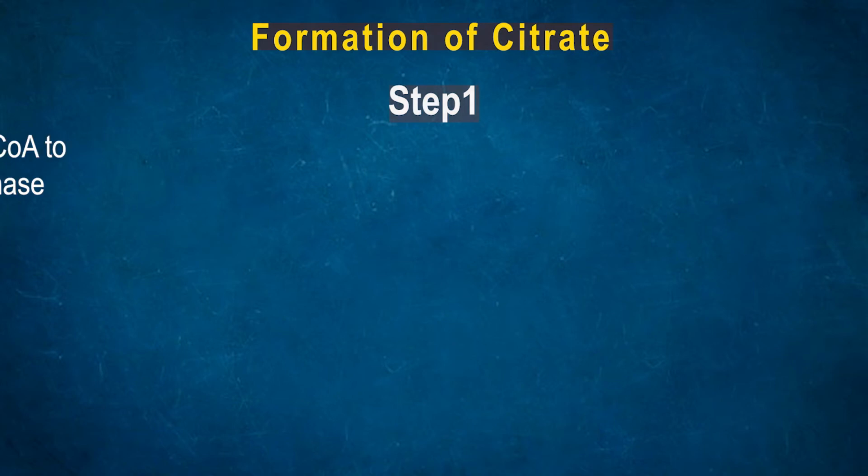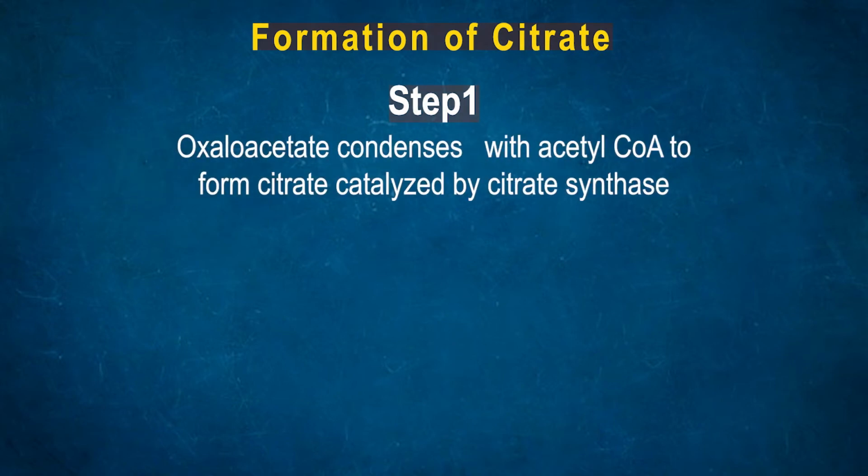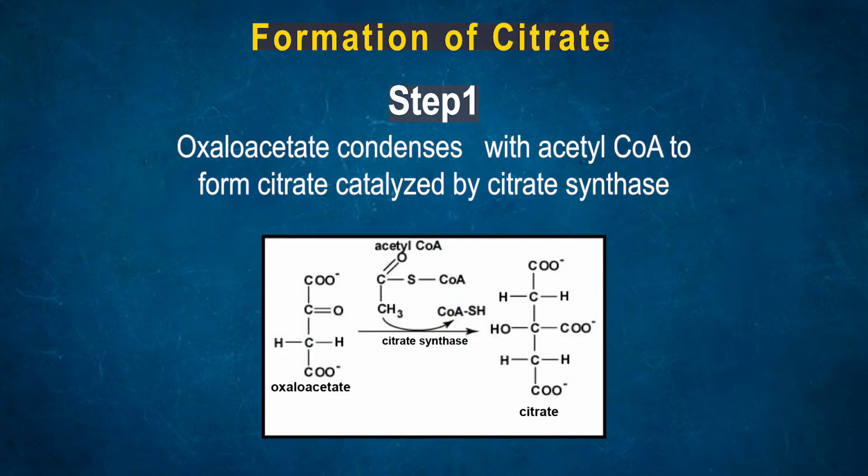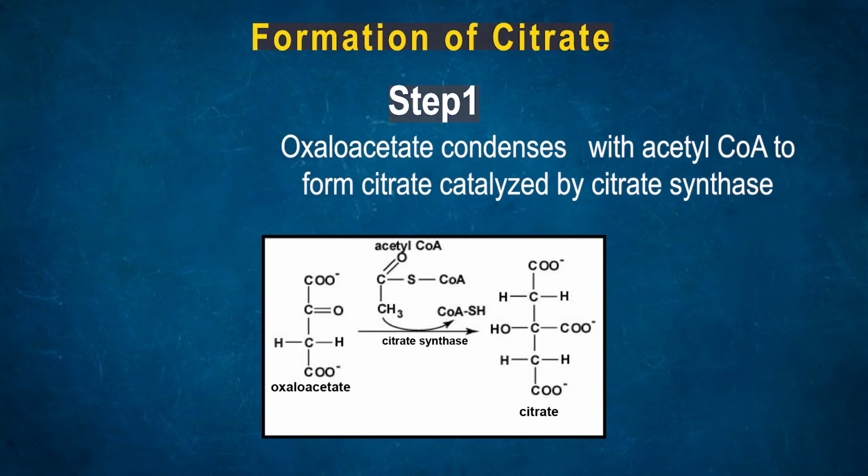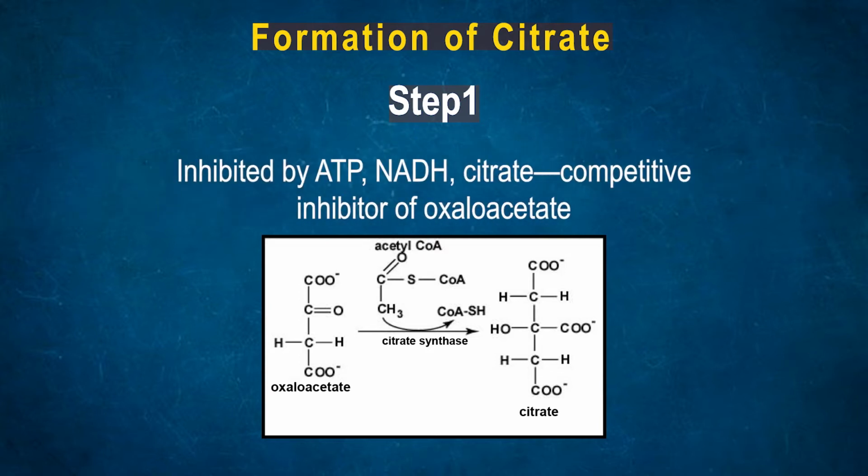The reactions of the TCA cycle. Step 1, formation of citrate. Oxaloacetate condenses with acetyl-CoA to form citrate, which is catalyzed by the enzyme citrate synthase, that is inhibited by ATP and NADH. Citrate is a competitive inhibitor of oxaloacetate.